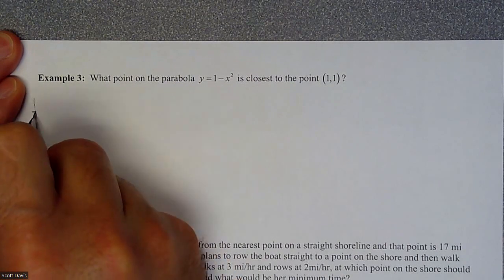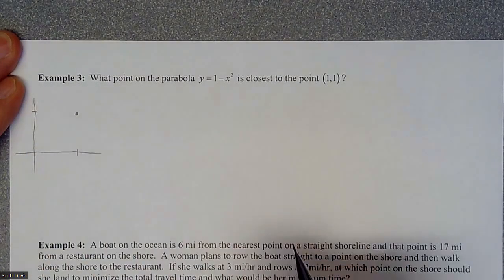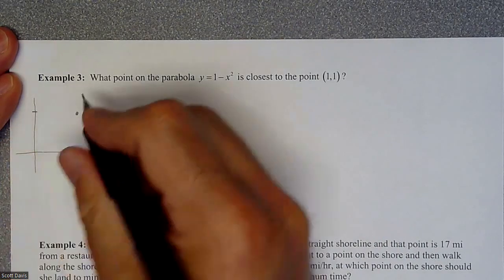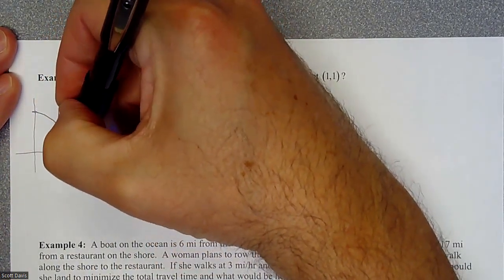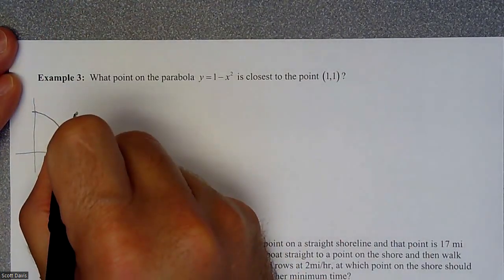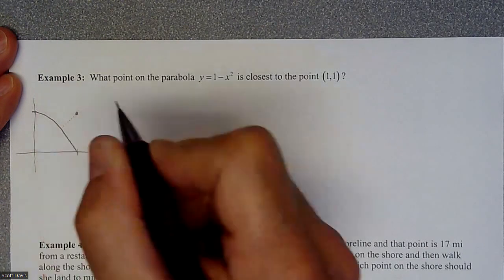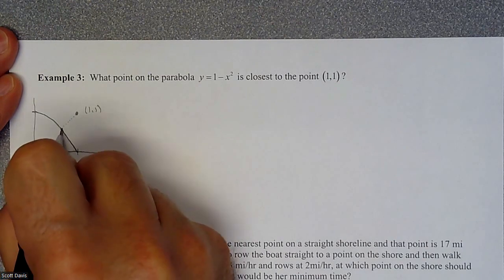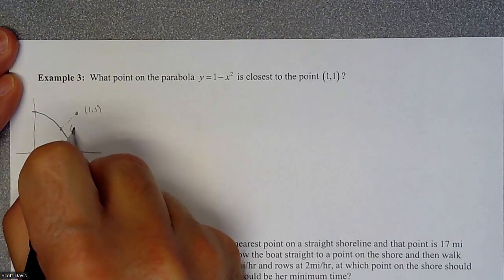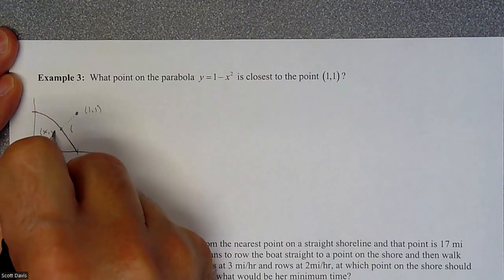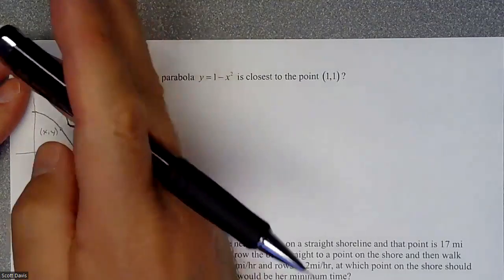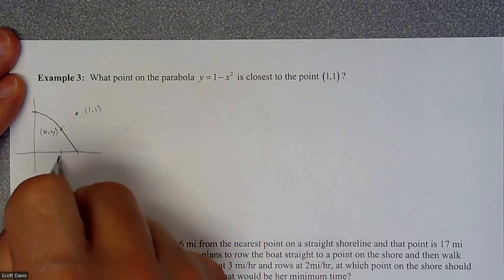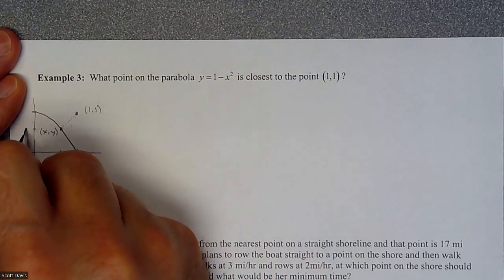looks something like this. As far as the graph goes, I have a downward facing parabola with a y-intercept of 1 and an x-intercept of 1. So I'd have something like that, and we're looking for the closest distance. We know this is (1, 1). We don't know this point, so we're just going to generalize it as (x, y). So we are looking for these two values.